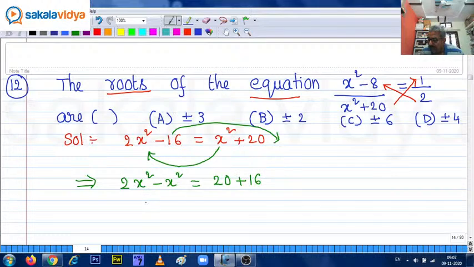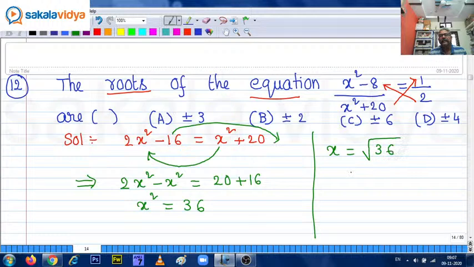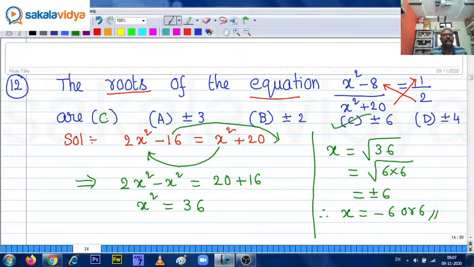Right, Lakshmi. x square equals to 36. Now x is equal to square root of 36. This we can write as square root of 6 into 6. Whenever under square root there is a product of the same two numbers, one number you need to take, but plus or minus you need to write. So therefore x equals to plus or minus 6 is the right option. Option C is the right option.